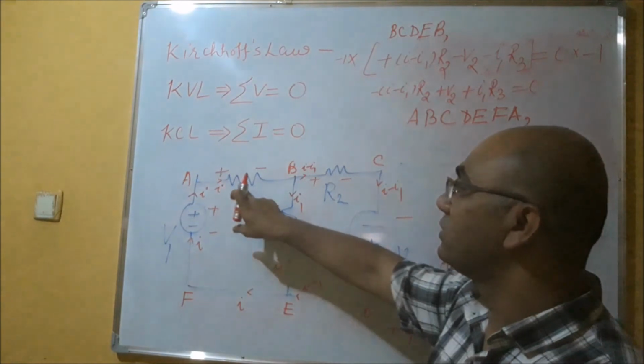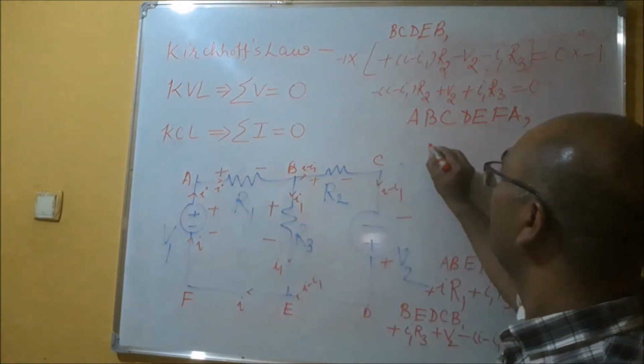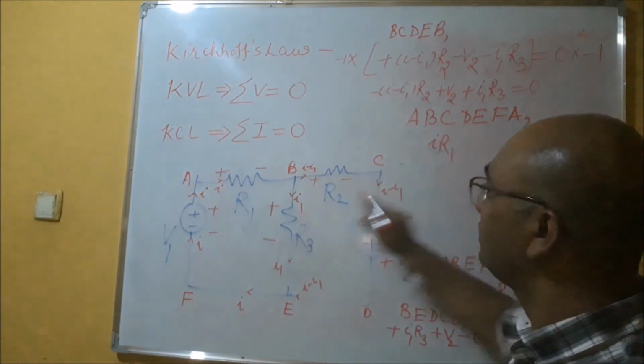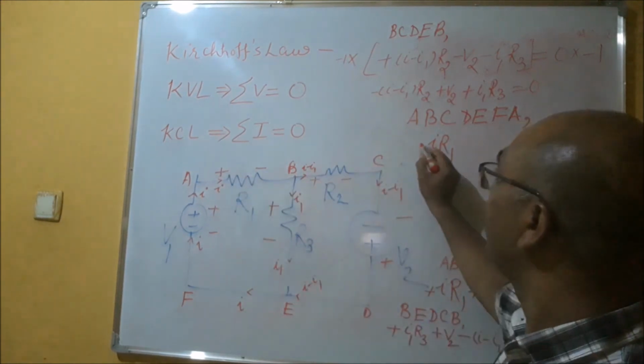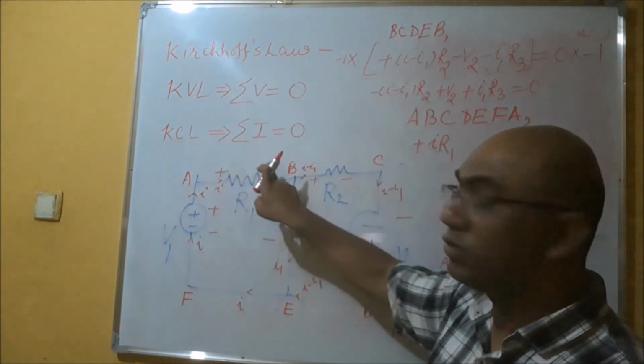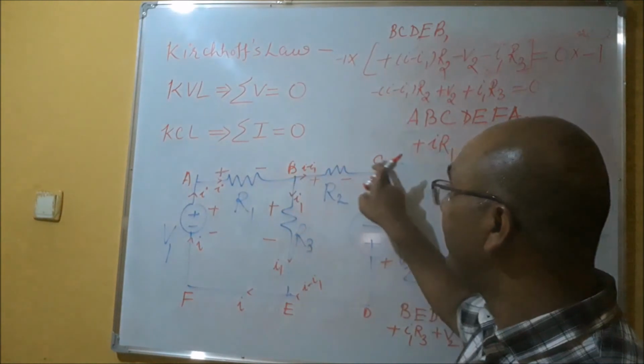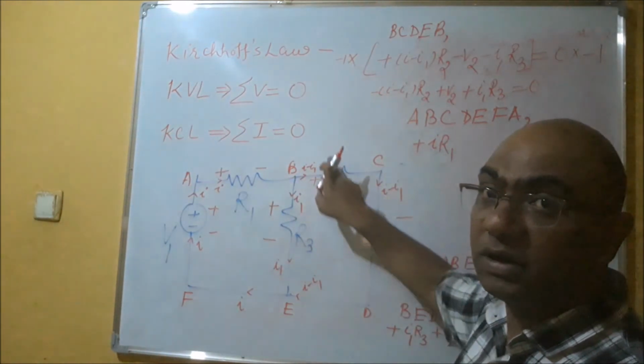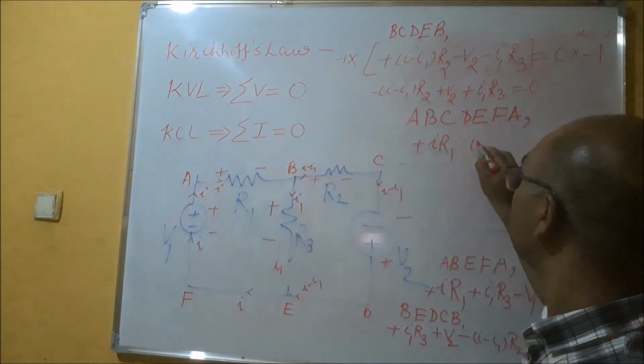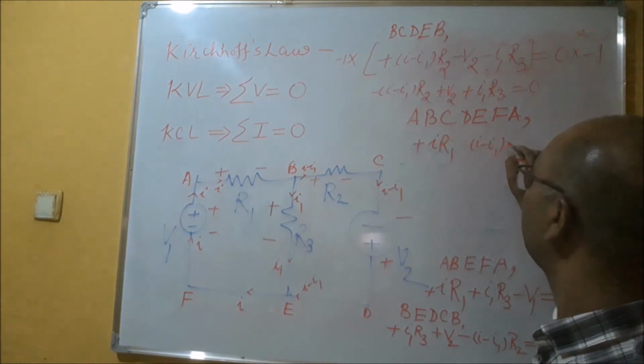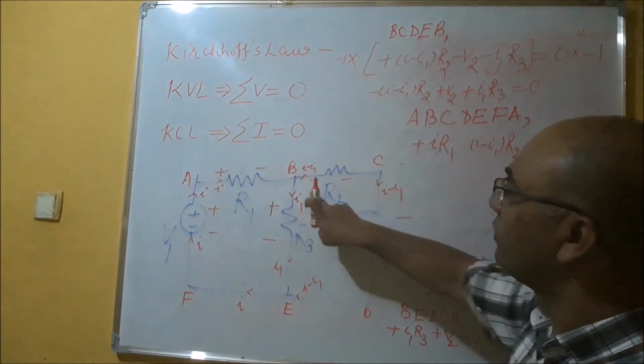So from A, when you start, what is the value? I R1 with plus sign, because this is going from positive to negative. Between B and C, we have R2. The current is I minus I1. So (I minus I1) R2. Again, we are moving positive to negative, so positive.